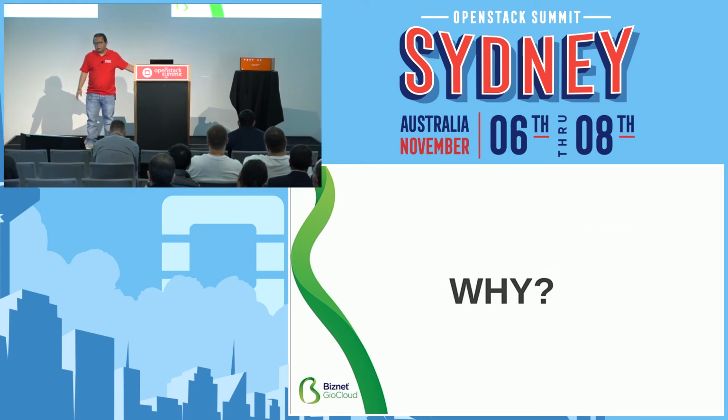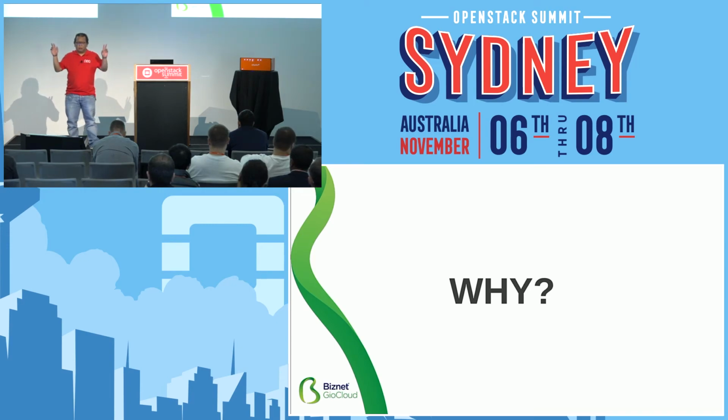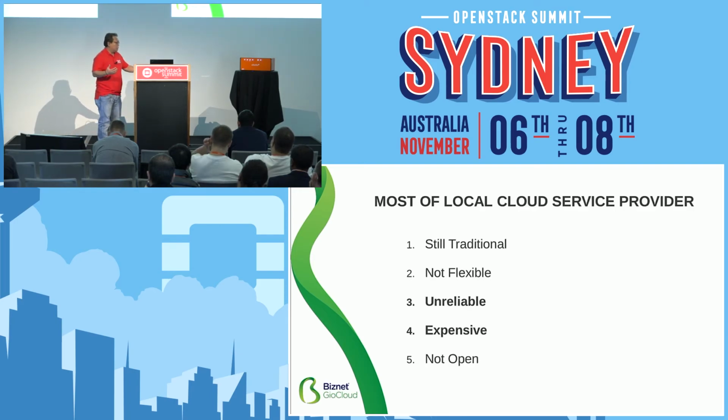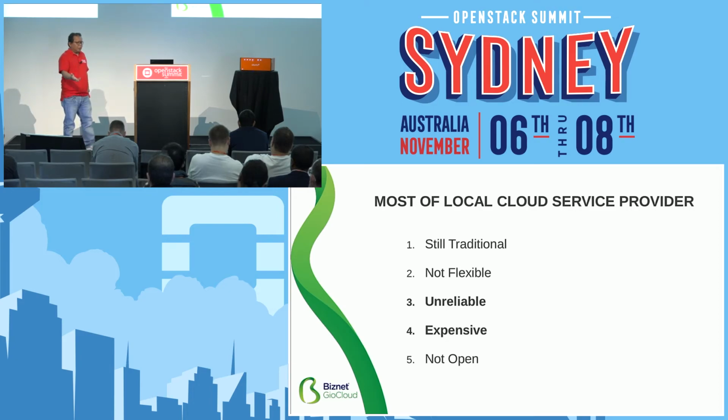Why did we build Neo Cloud? Before Neo Cloud, we already had one cloud service called Geo Cloud, which serves the enterprise, or the old guy, using VMware Cloud. So why did we build another cloud? There are several reasons. Number one is the perception of the local market about local cloud service providers.